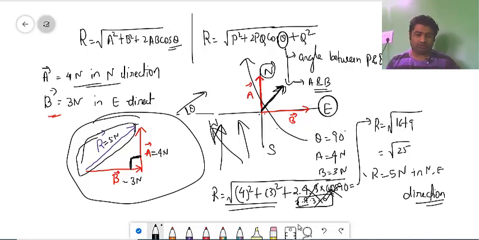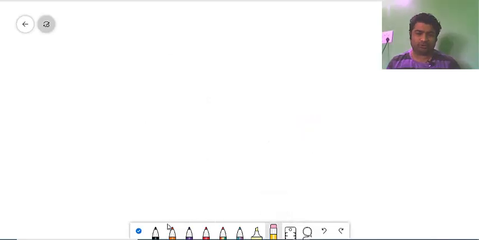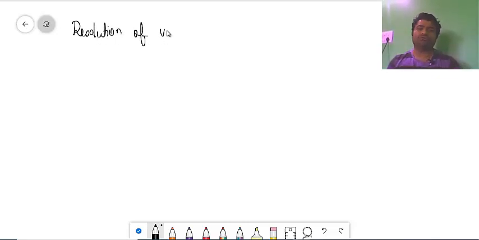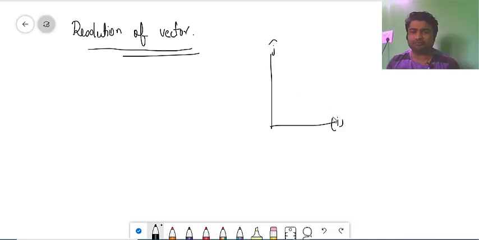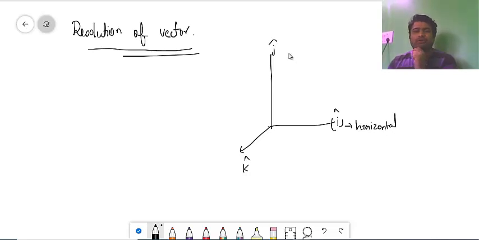Okay. Now the second important topic we should discuss today is resolution of vector. Now what is this resolution of vector? See, I told you in the very first class that there are 3 things: one is your i cap, the other is your j cap, and the last is your k cap. In simple English terms, we call it horizontal, we call it vertical.